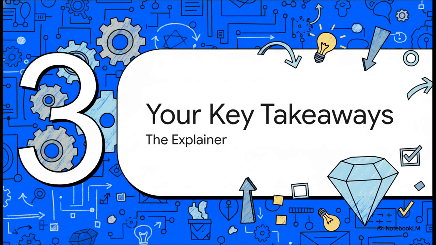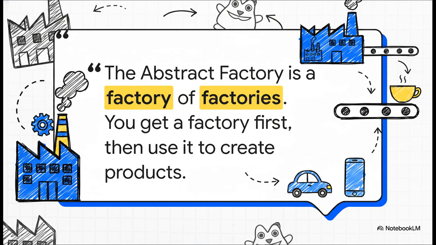All right, we have covered a lot of ground. Let's boil it all down to the key things you absolutely need to remember. First and foremost, if you remember nothing else, remember this. It's a factory of factories. It's a two-step dance. Get the right factory, then use that factory to get the right product.